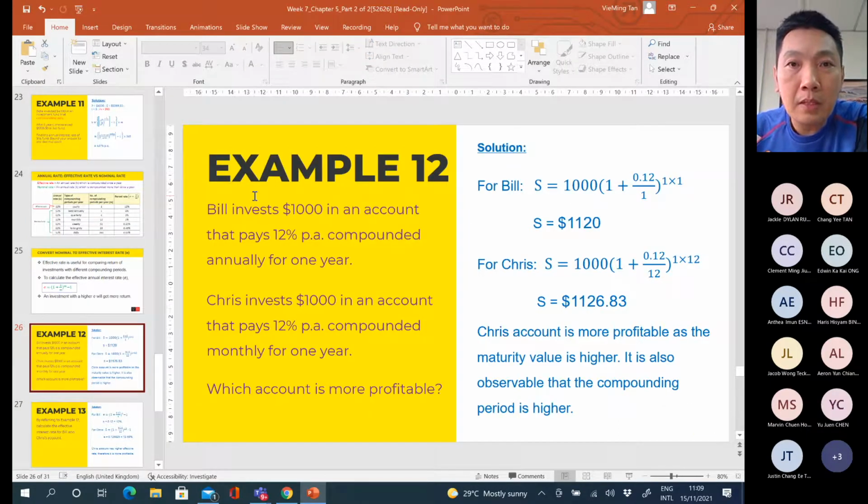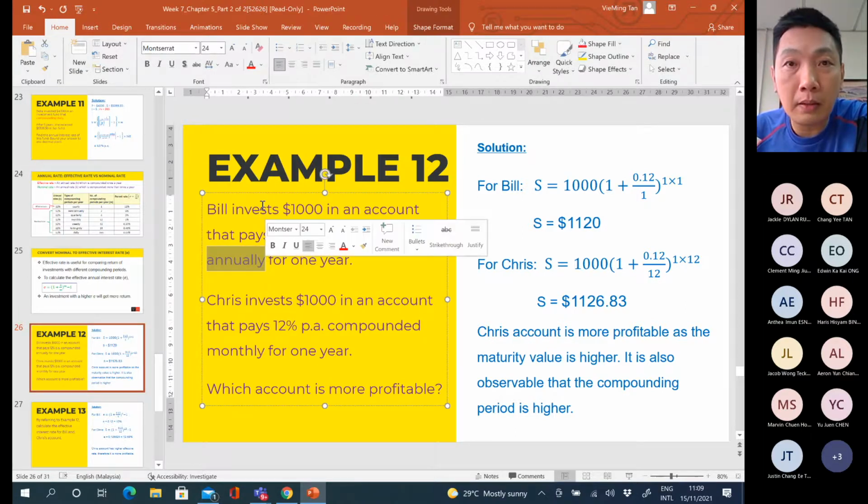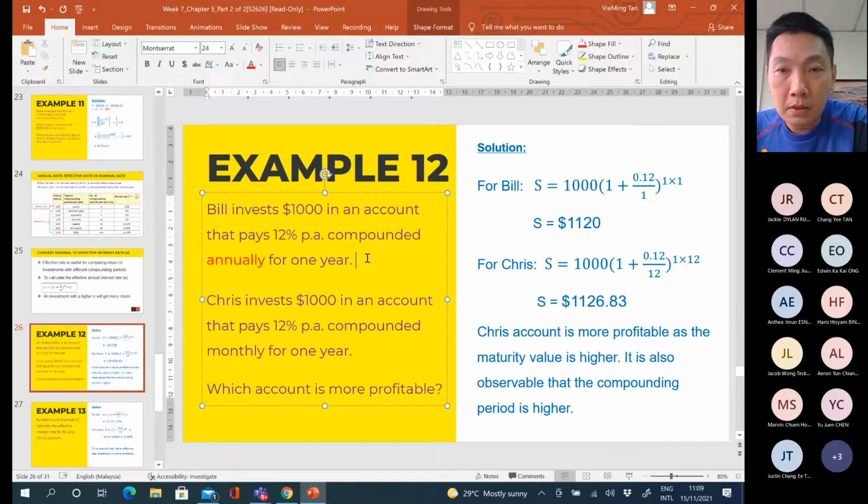Example 12. Bill invests 1,000, so this is the P, in an account that pays 12% per annum, compound annually. So this is a compound interest question, and 12% is the interest rate. Compound annually means M is equal to 1. So I put M is equal to 1 here. This is the annual rate, so this is your K.